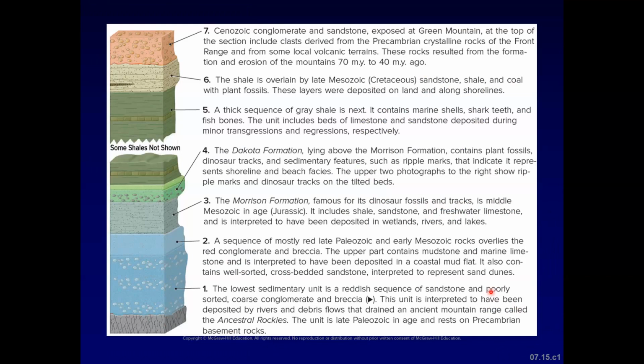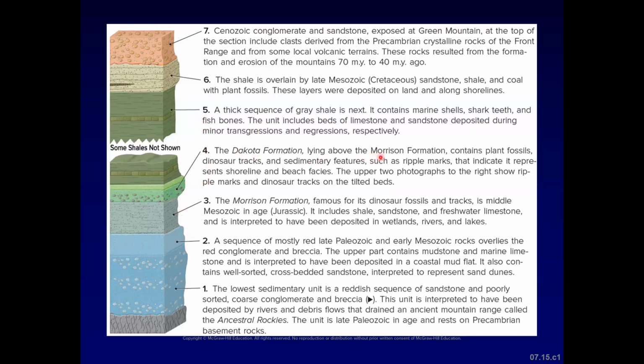Pretty cool. And you can look at a strat column or stratigraphic column or section here of the area. On top would be the youngest rocks. Like from Green Mountain, you have a Cenozoic conglomerate and sandstone. And then sandstone, shale, coal with plant fossils. Gray shale with marine shells, shark teeth, and fish bones. That means we were definitely underwater there.